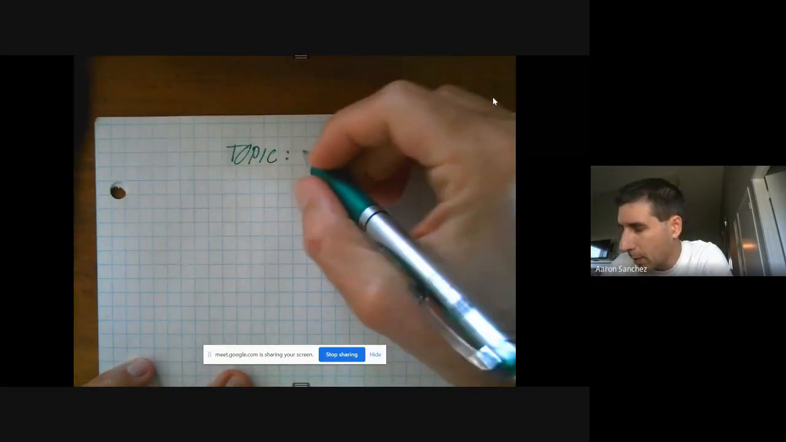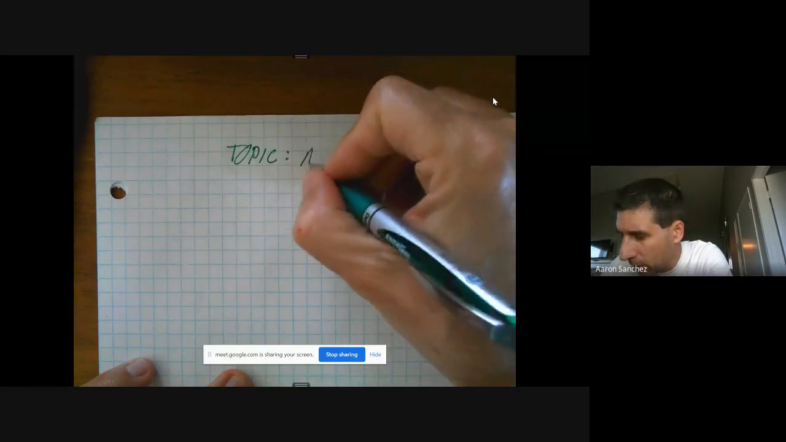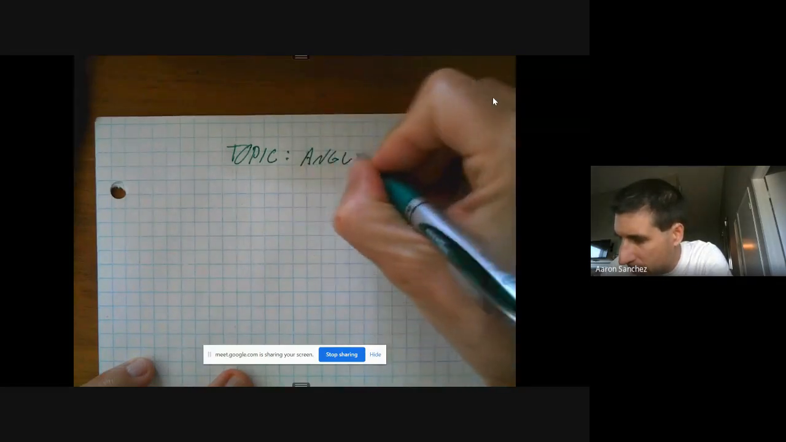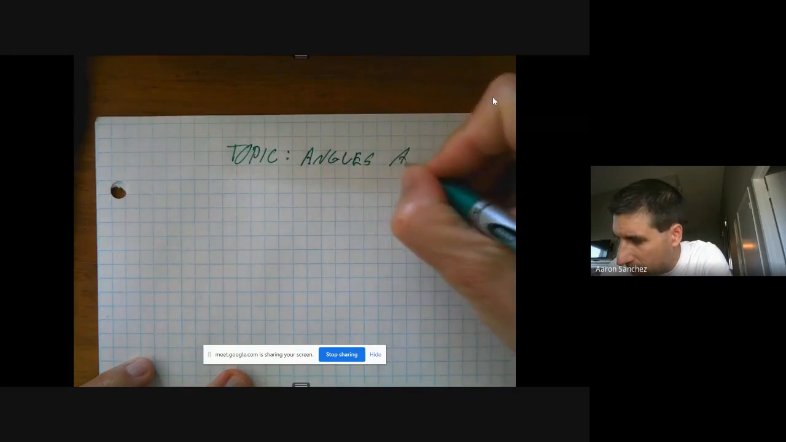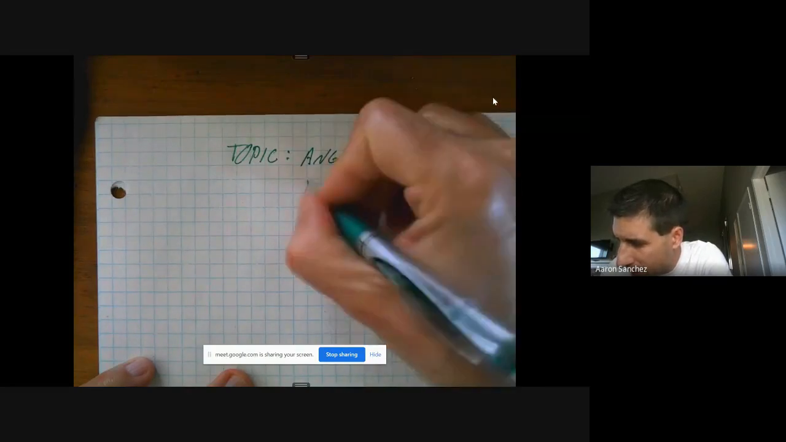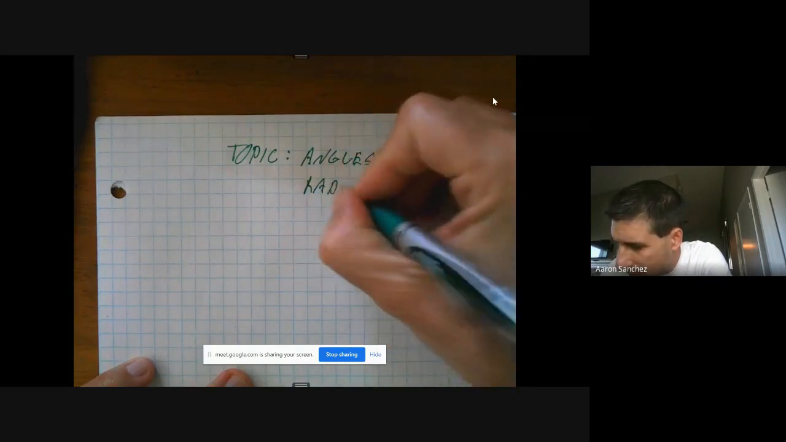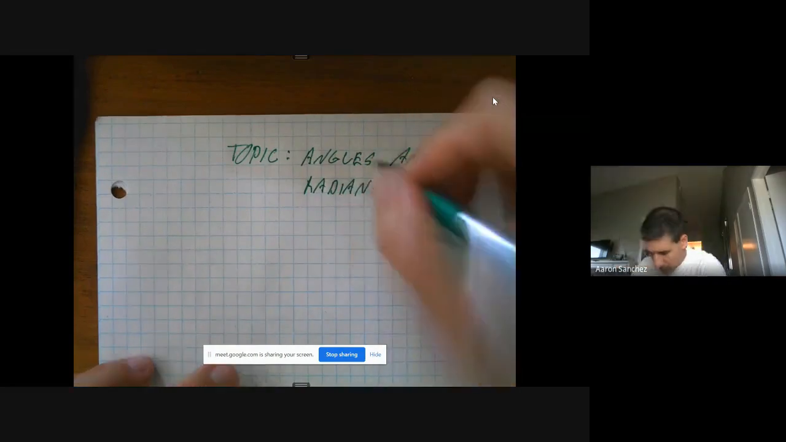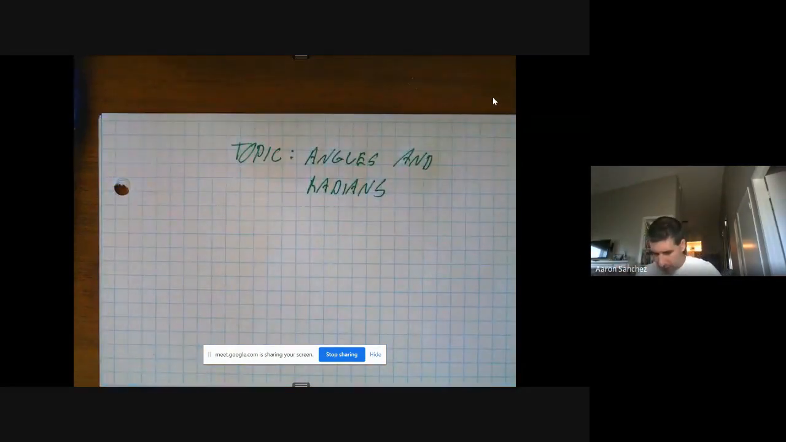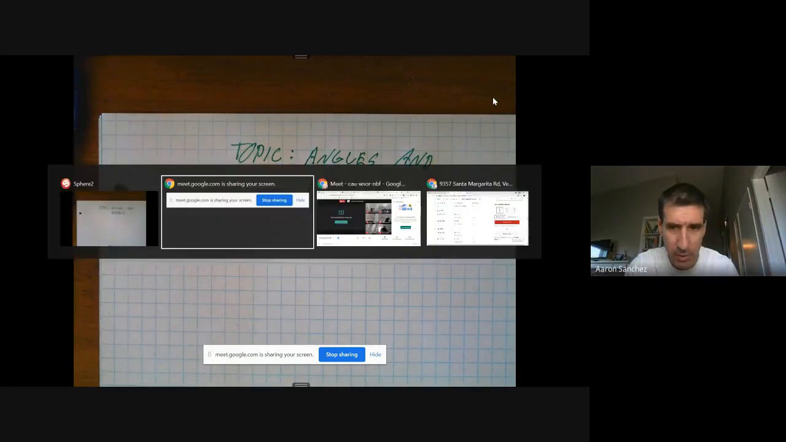is angles and radians. Angles and radians. And I got a ruler here. Perfect. Nice. Topic is angles and radians. Our assignment. What is our assignment?